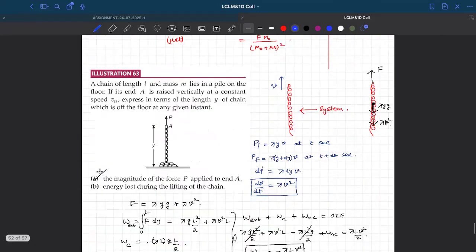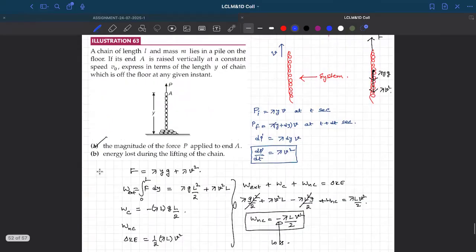This is also a very important question. Please go through this question. A chain of length L and mass M lies in a pile on the floor. If its end A is raised vertically at a constant speed V naught, express in terms of the length y of the chain which is off the floor at any given instant the magnitude of the force P applied to end A and the energy lost during the lifting of the chain. It is a very famous question.